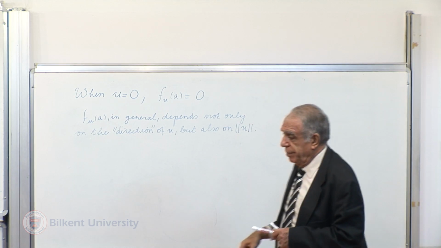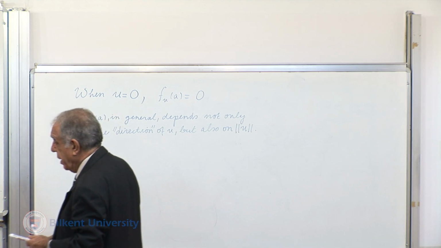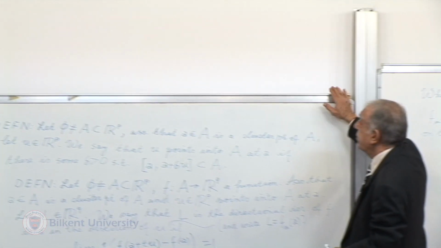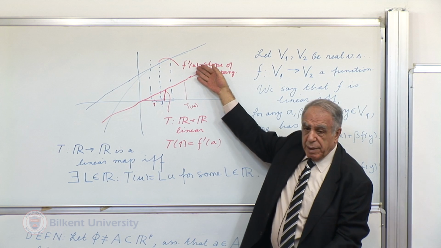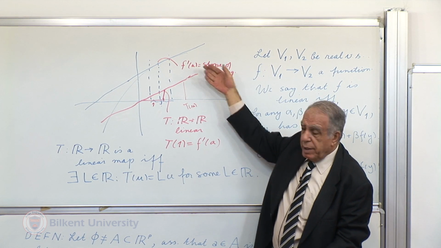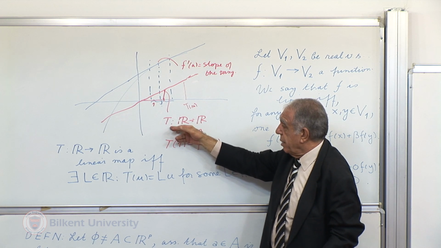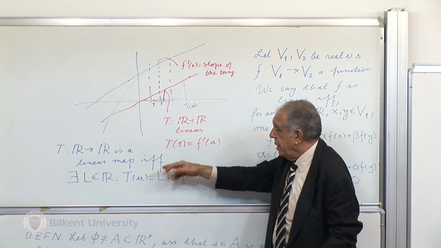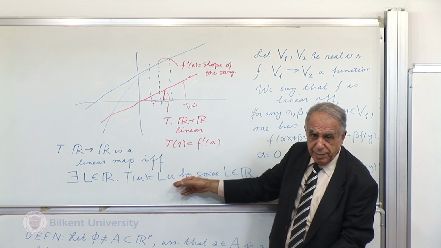Now let us, what were we interested in? Well, we said, let's check whether, okay, well, f prime of a, that was a single real number. Well, instead of this, let's represent this by the linear map, where T of u is equal to f prime of a times u. Okay?